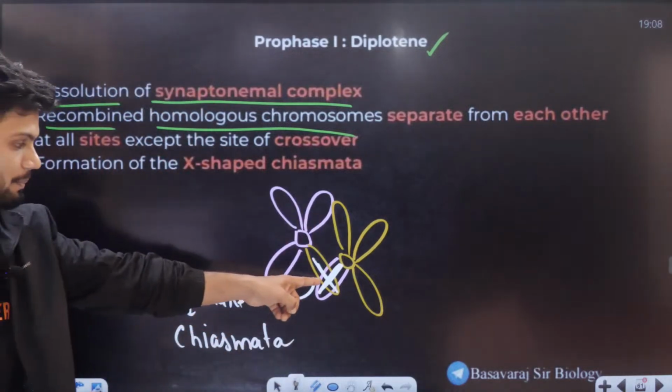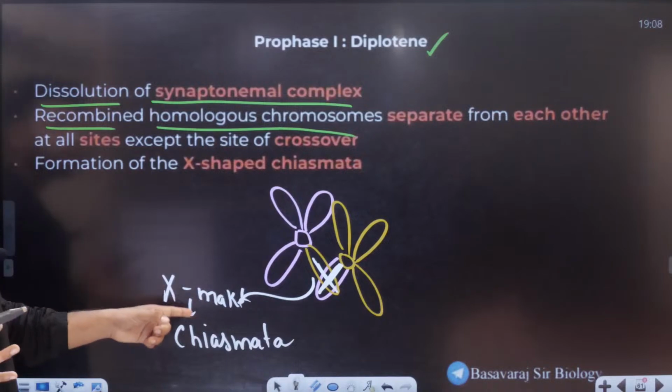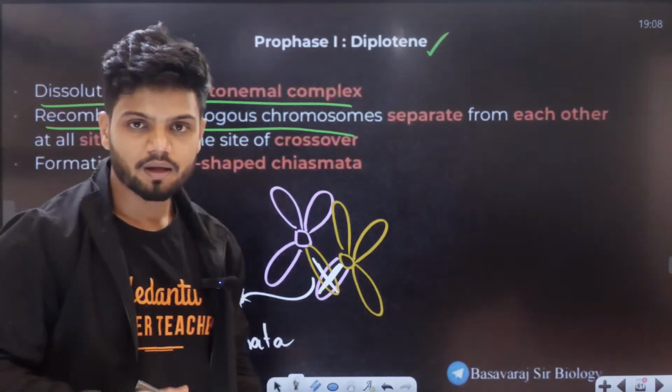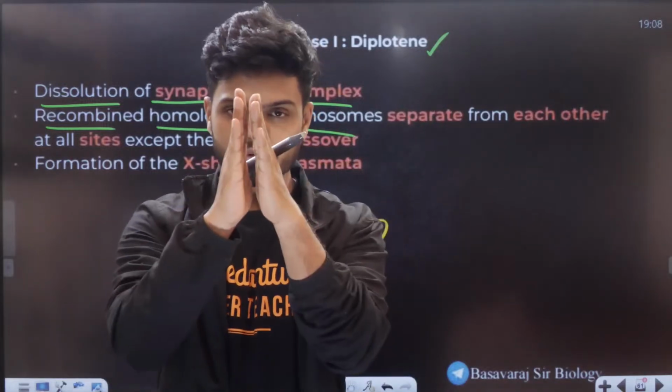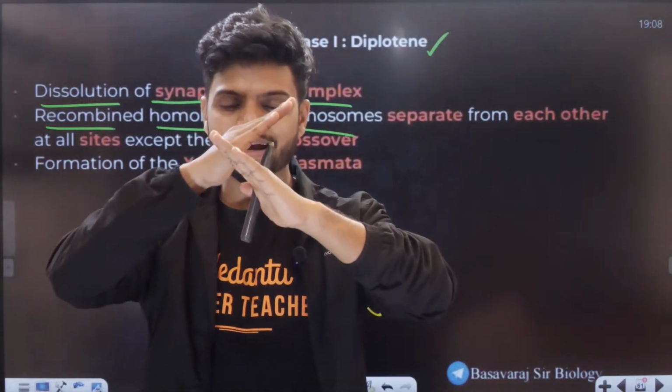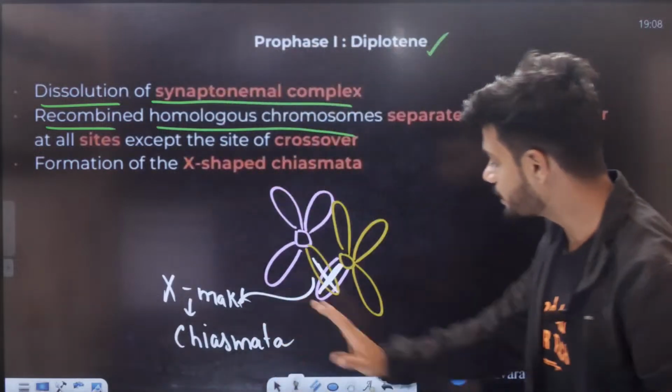This X-shaped mark is called chiasmata. So what is happening here at the diplotene stage? The synaptonemal complex dissolves. The two chromosomes will separate out except at the X mark. That is, the X mark is called chiasmata.